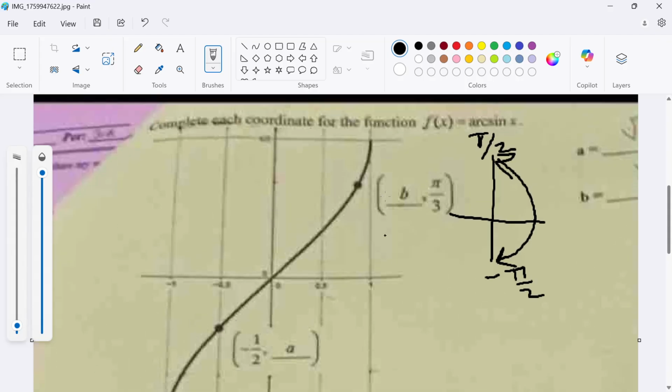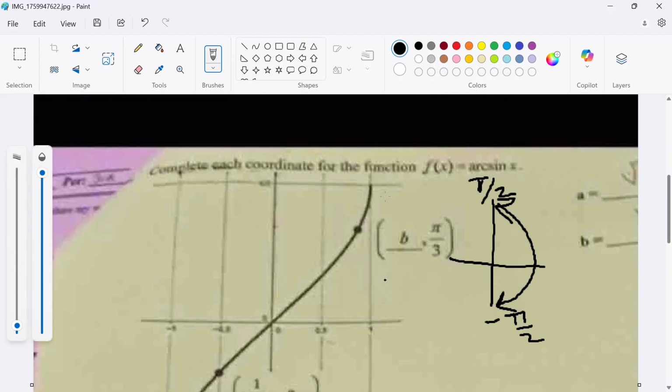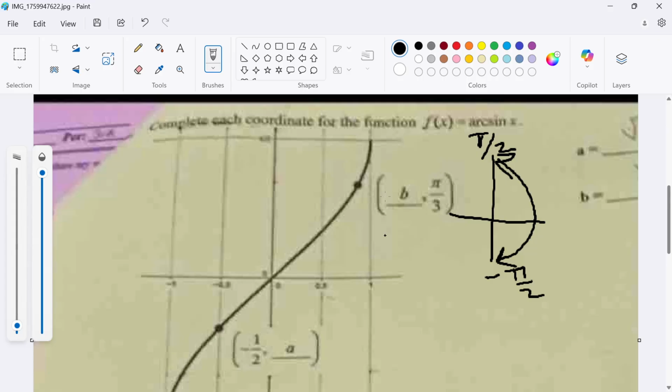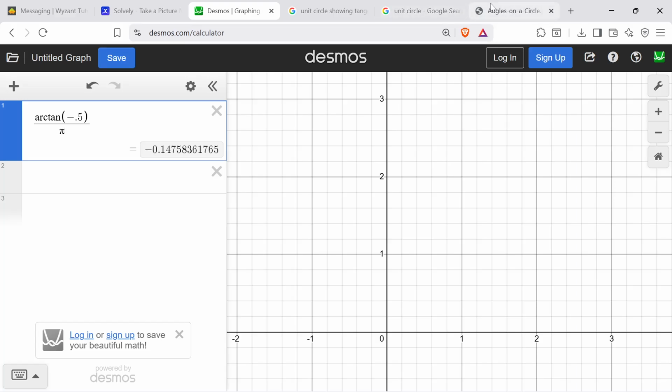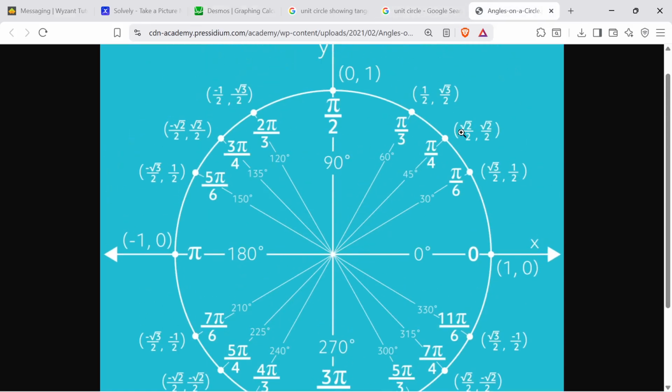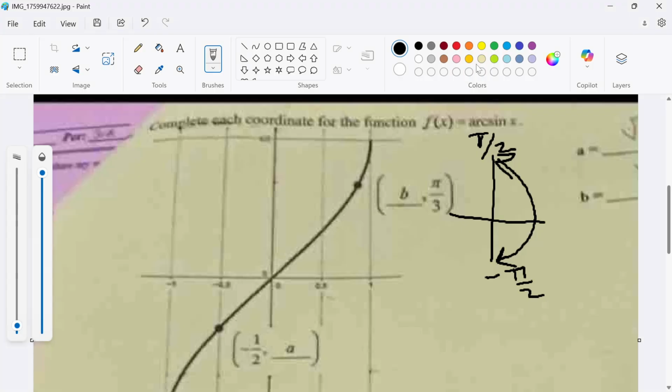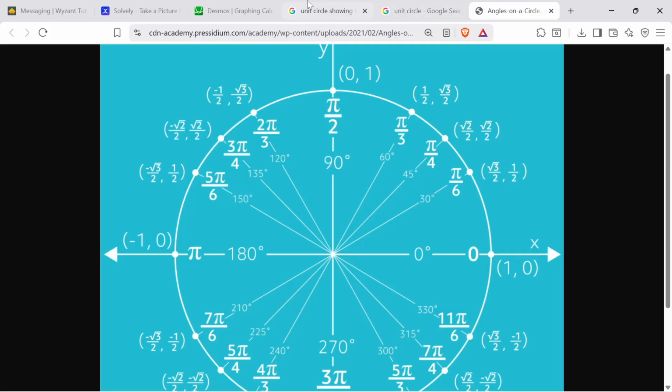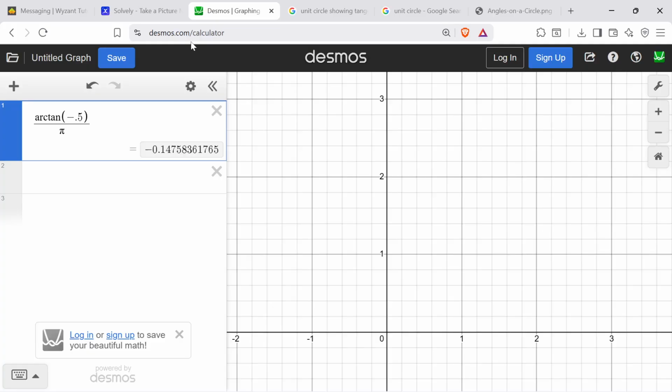So I need some number b, or b has to be something that is the sine of pi over 3. Well, let's take a look at the handy unit circle. The sine of pi over 3 is square root of 3 over 2. So b equals square root of 3 over 2, because the arcsine of square root of 3 over 2 is pi over 3, and I will prove it in Desmos.